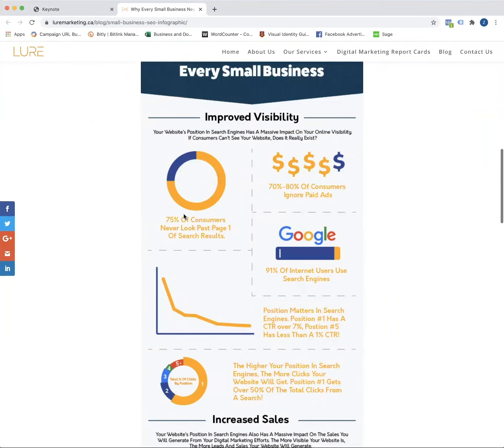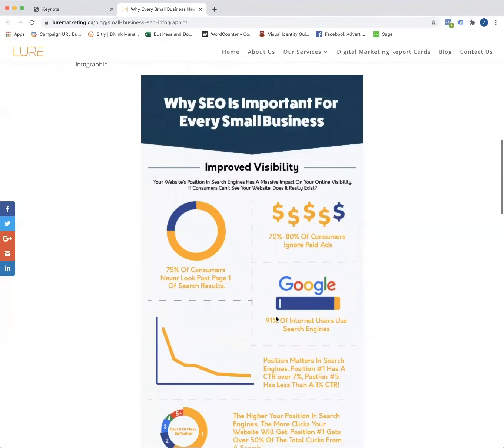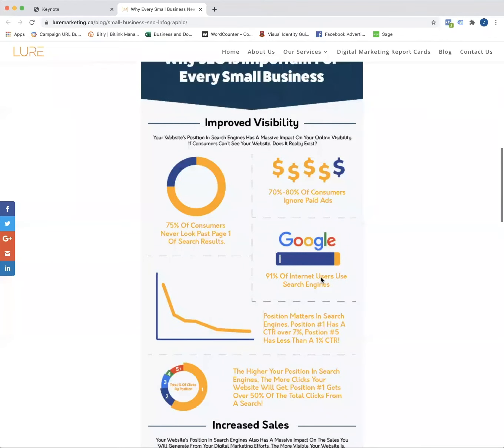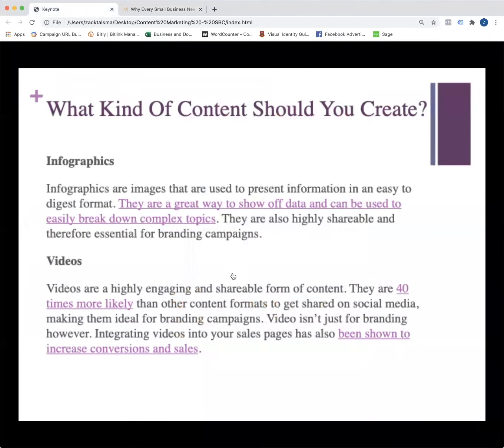So 75% of consumers never look past the first page of search results. This is why SEO is important. And then you have that showing that particular stat. 91% of internet users use search engines, again, showing you 91% visually. So these are the sort of things that infographics generally do. Just easy ways of digesting more complex information. These are also very shareable. So a lot of people use these on social media. Maybe not as much as they used to, because they can be, let's say, more complicated and harder to set up than, say, a video would be.